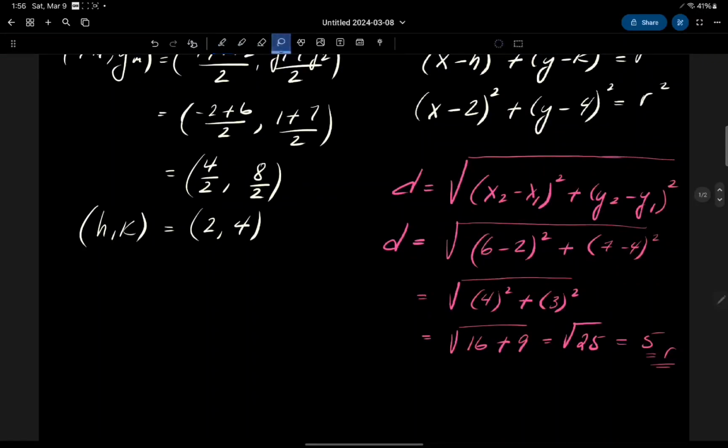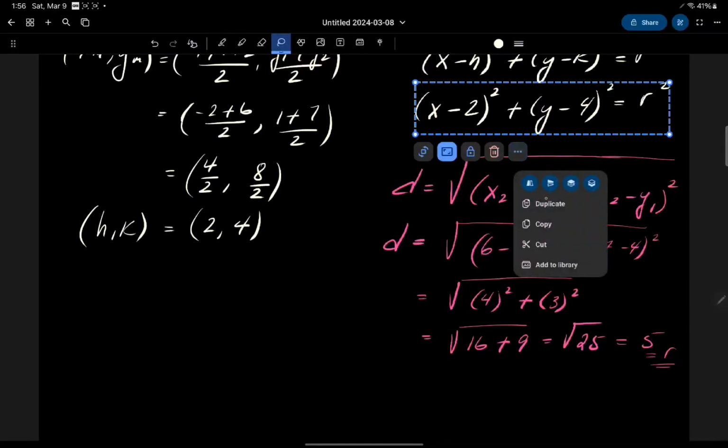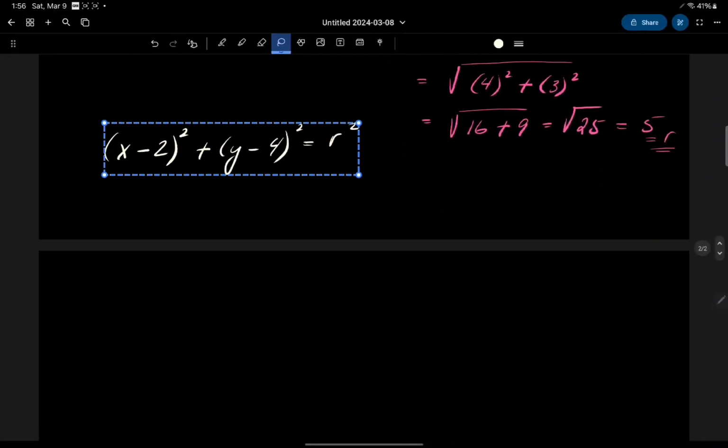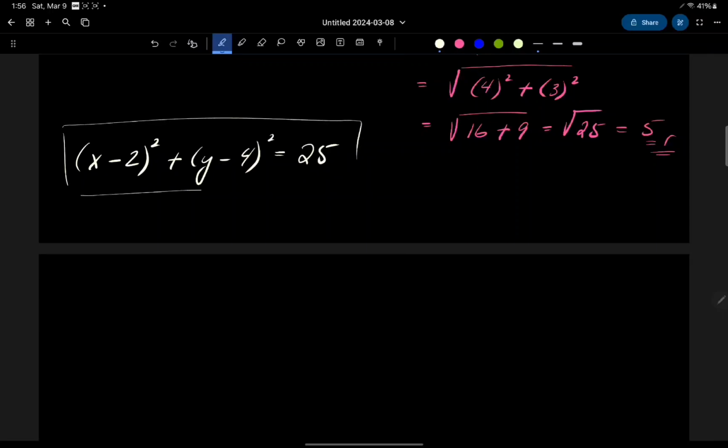So this equation, which we're going to just copy and paste to save time, and let's duplicate this guy. There we go. And the equation of the circle will be x minus 2 squared plus y minus 4 squared is equal to 5 squared, which is 25. And this is the equation of the circle.